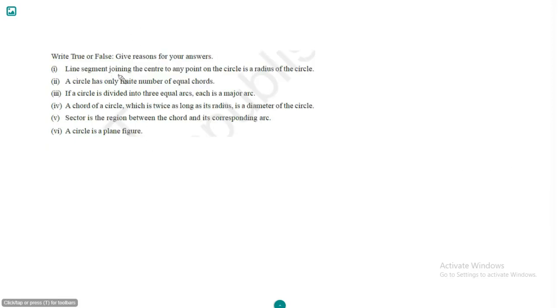True or false? Line segment joining the center to any point on the circle is a radius of the circle. That's true because that's how you define a radius. It's a line segment joining the center to any point on the circle.